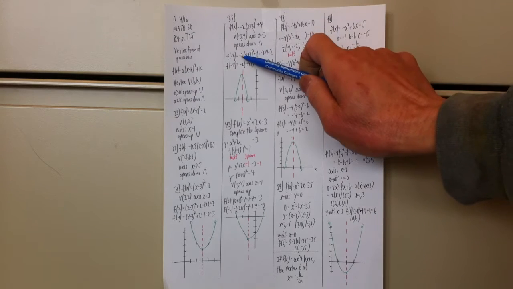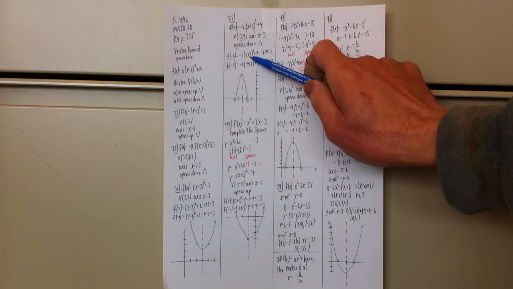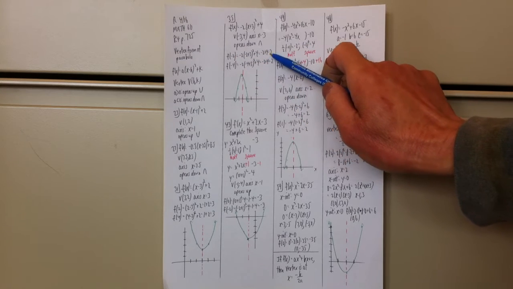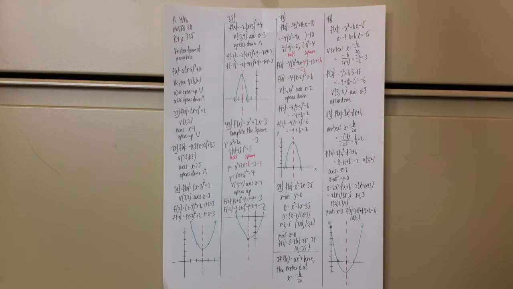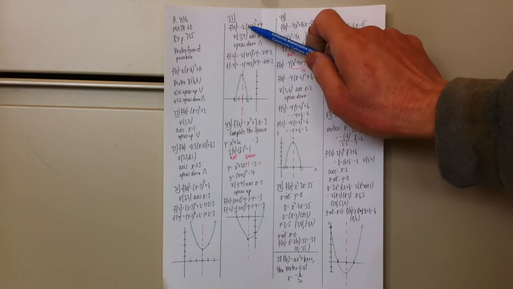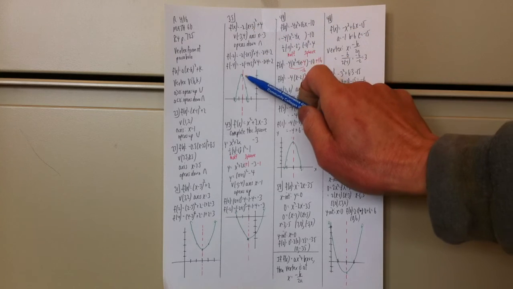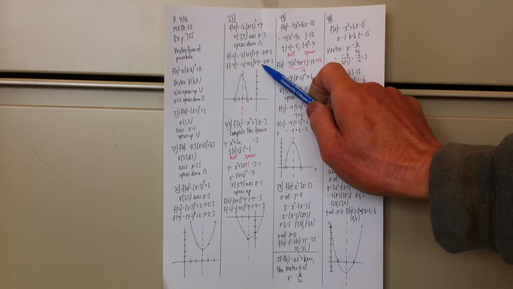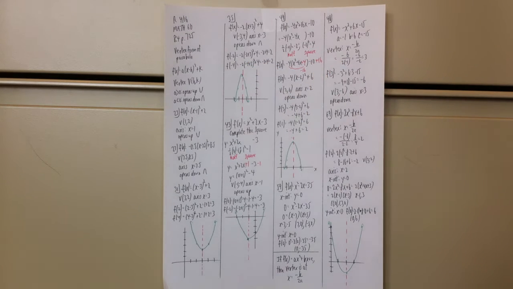So I plug in negative 2 right here. Negative 2 plus 3 is 1. 1 squared is 1. Negative 2 times 1 is negative 2, plus 4 is 2. Plug in negative 4. Negative 4 plus 3 is negative 1. Negative 1 squared, however, is 1. 1 times negative 2 is negative 2. Negative 2 plus 4 is 2.